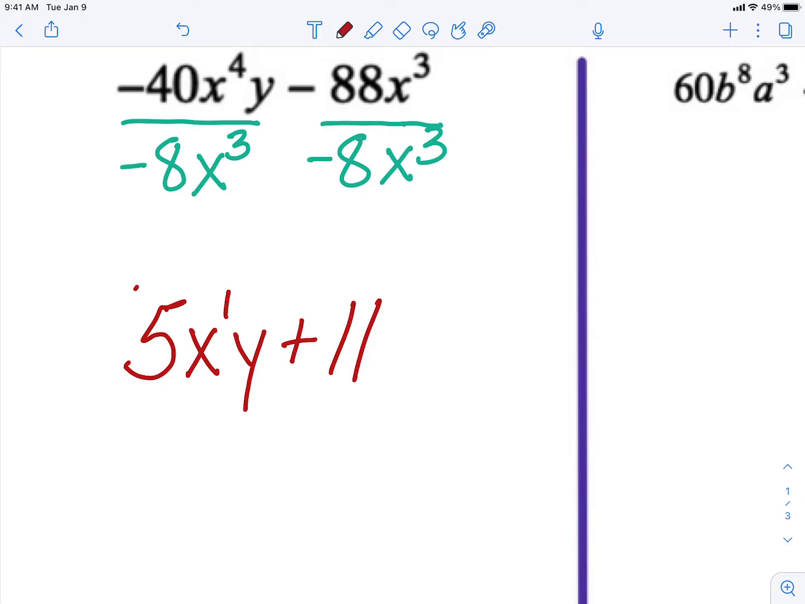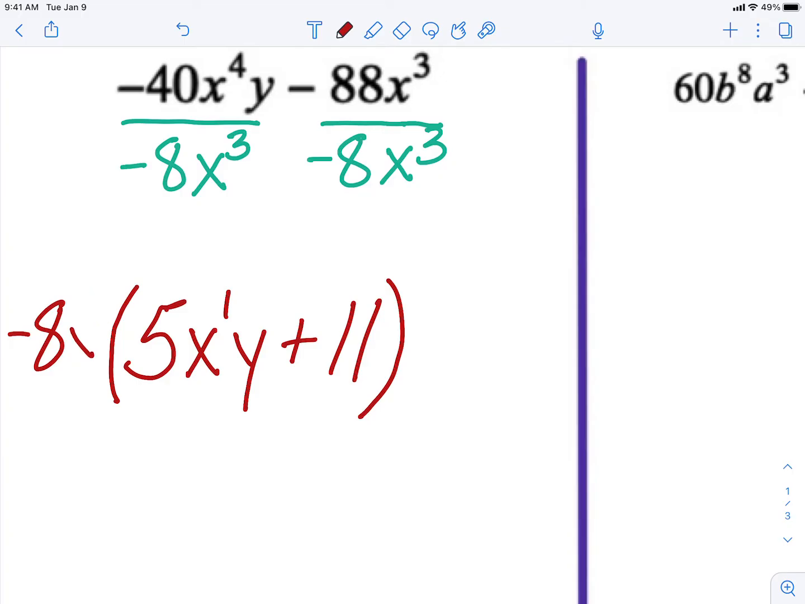Last step is I'm going to put parentheses around the answer that I got. And everybody sees this here, negative 8x to the third. This is also negative 8x to the third. I'm going to put that right in front, right here. Negative 8x to the third.